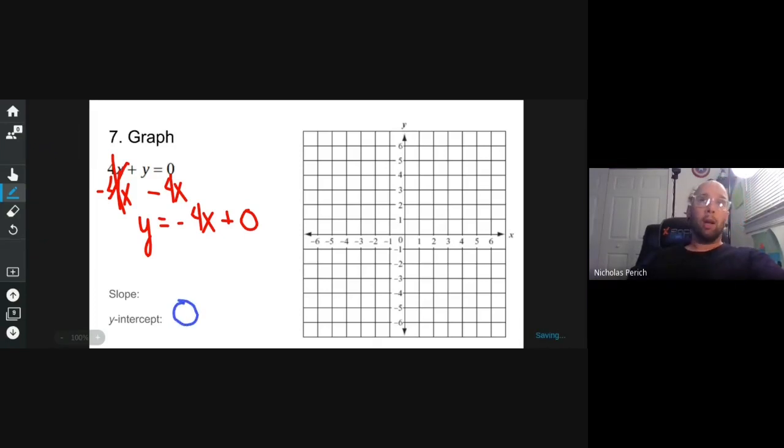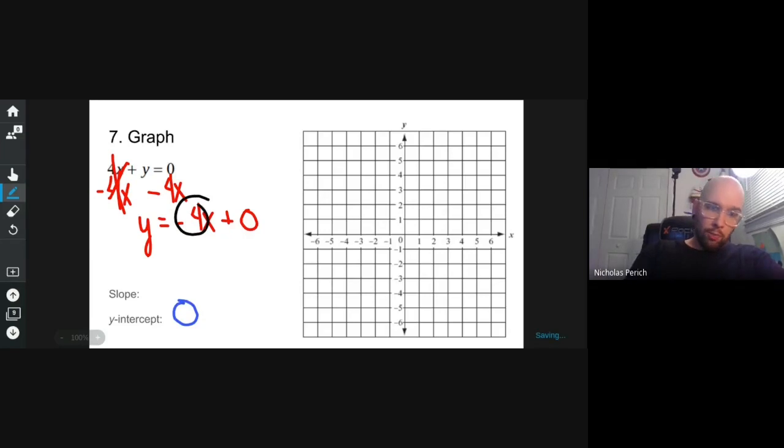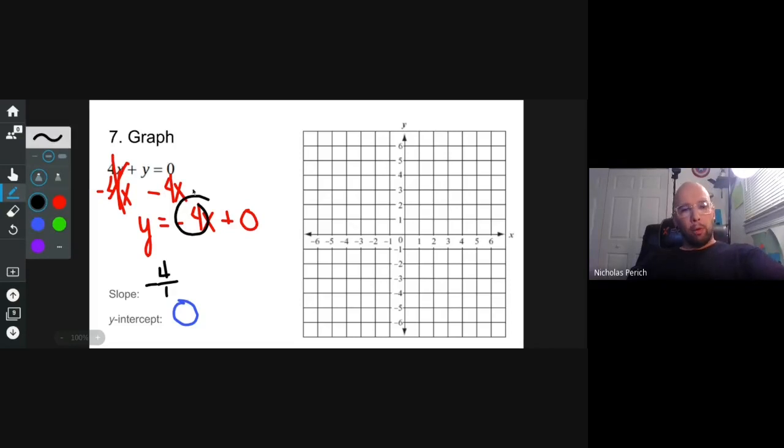Do I have to write it out that way to understand that? No, but now I can see that the number floating around all by itself is 0, and that's my y-intercept. Just as important, I have a slope of negative 4, which I'm going to call negative 4 over 1. When I graph equations, if I have a whole number like I do, I'm going to make sure my slope is put over 1 so I can view it from a rise over run perspective.